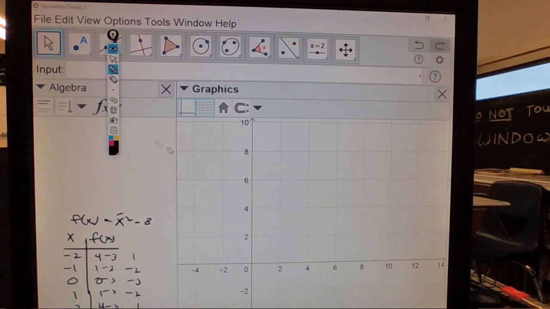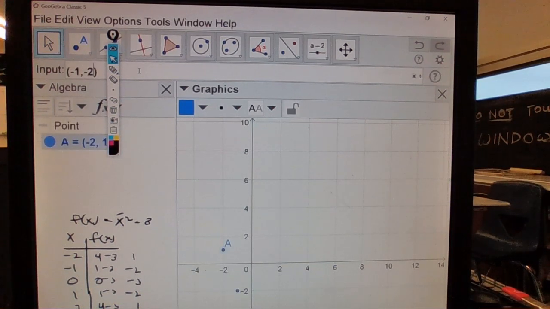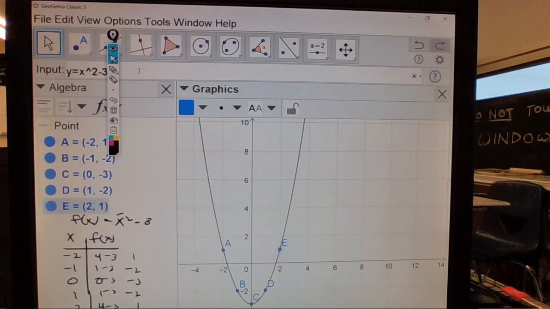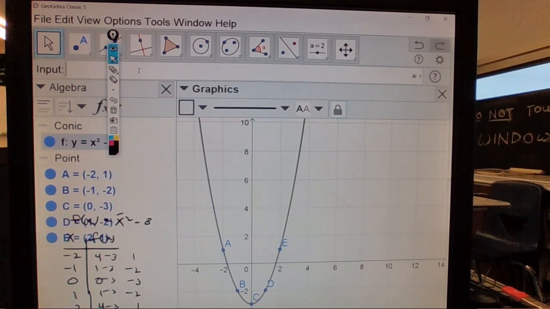So if I plot the points negative 2, 1, negative 1, negative 2, 0, negative 3, 1, negative 2, and 2, 1, does that give me all the points I need to graph x squared minus 3? Is this okay with everybody? Okay. So x squared minus 4 would be subtracting 4 from there, so I won't graph that one for you.